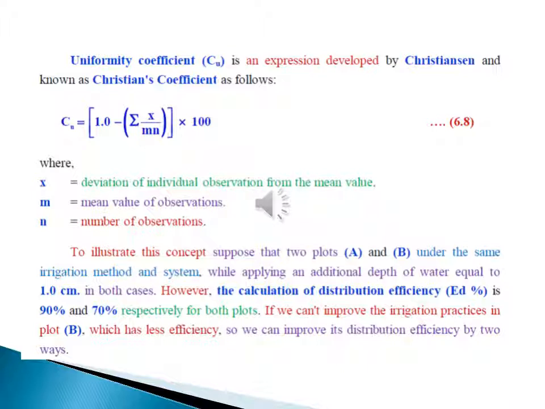Uniformity coefficient is an expression developed by Christiansen and known as the Christiansen coefficient, as shown in the enclosed equation.